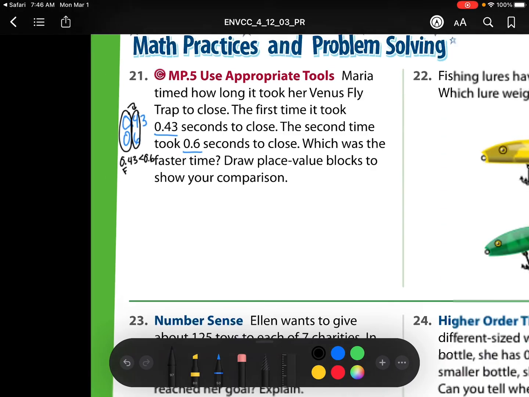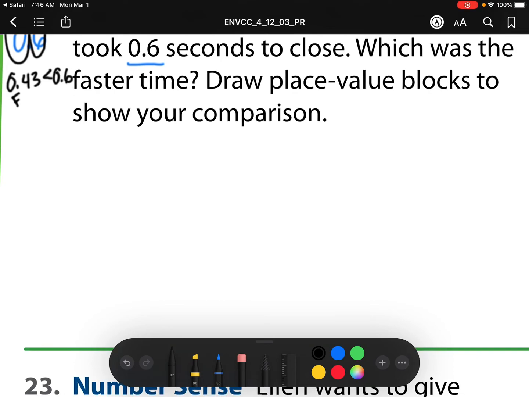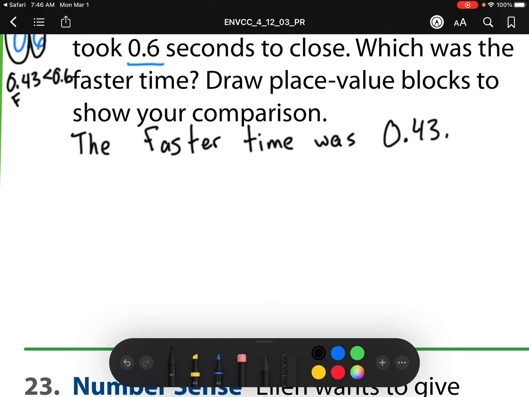So what do we put here? Oops, I zoomed out too much. The faster time was 43 hundredths. Now remember, we haven't finished it because it's telling us to do what? It wants us to draw those place value blocks.